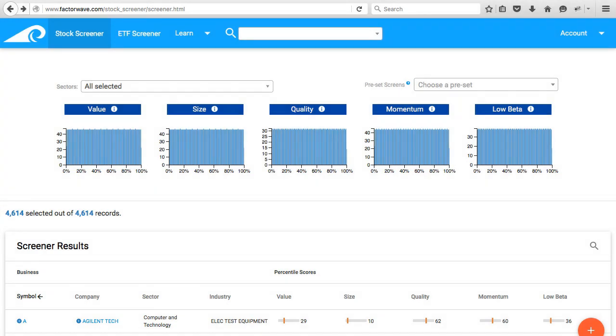So that was a brief introduction to the FactorWave stock screener and the various factors that we screen over. I hope you found that helpful. In future videos, we'll be looking more at drilling down through the stocks after you've done the initial factor screening and our futures and options systems.